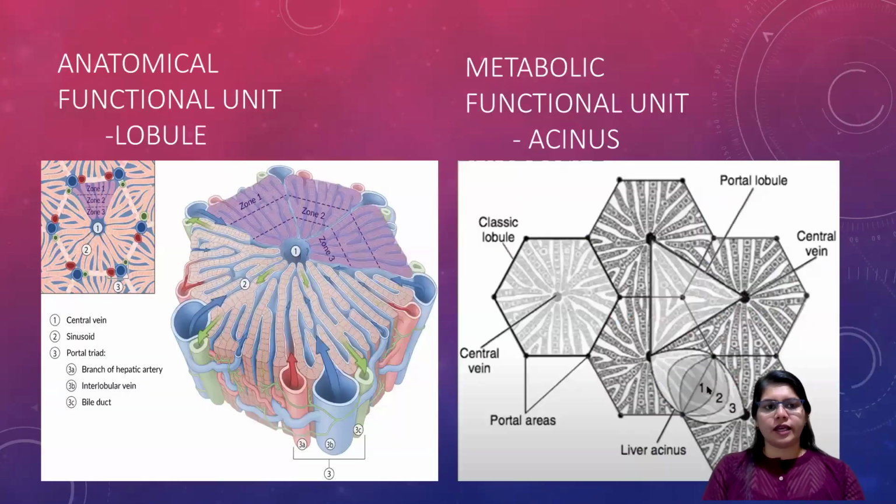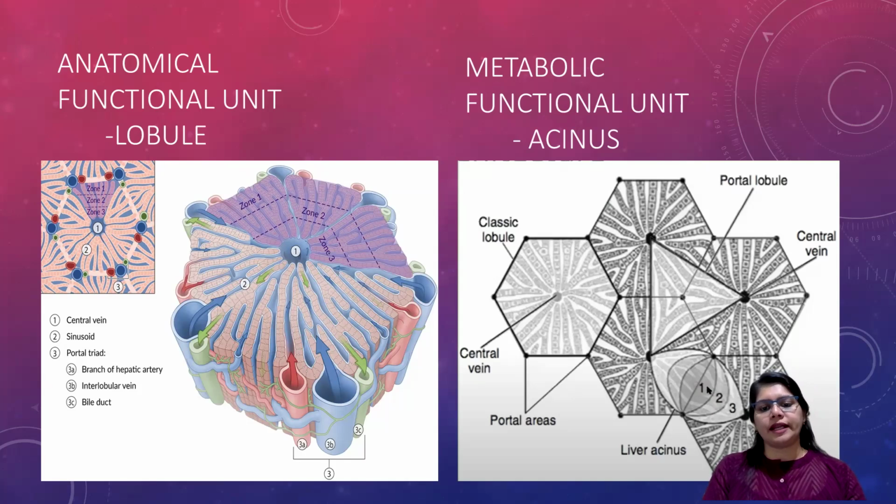So moving ahead, the anatomical functional unit is the hepatic lobule. It is hexagonal in cross section. The blood enters the lobules through the branches of the portal vein and hepatic artery and through small channels called sinusoids, which are lined with hepatocytes. In between the lobules, there is the portal triad, which contains the hepatic artery, portal vein, and the bile duct. But from the metabolic point of view, the functional unit is the hepatic acinus.